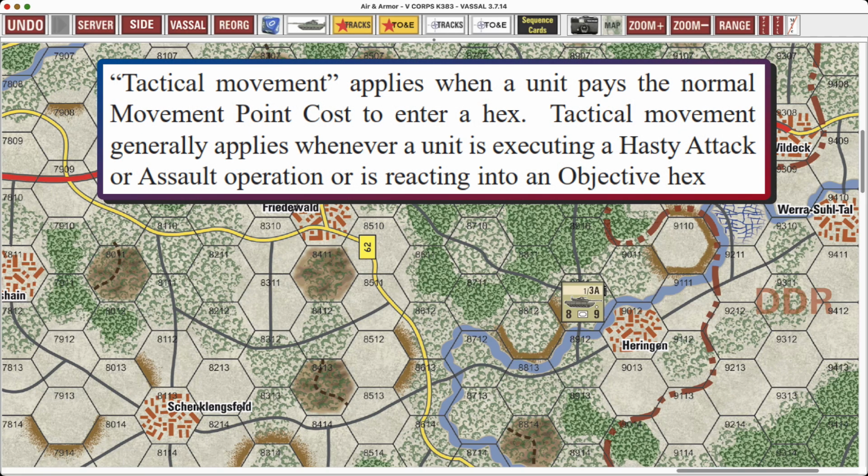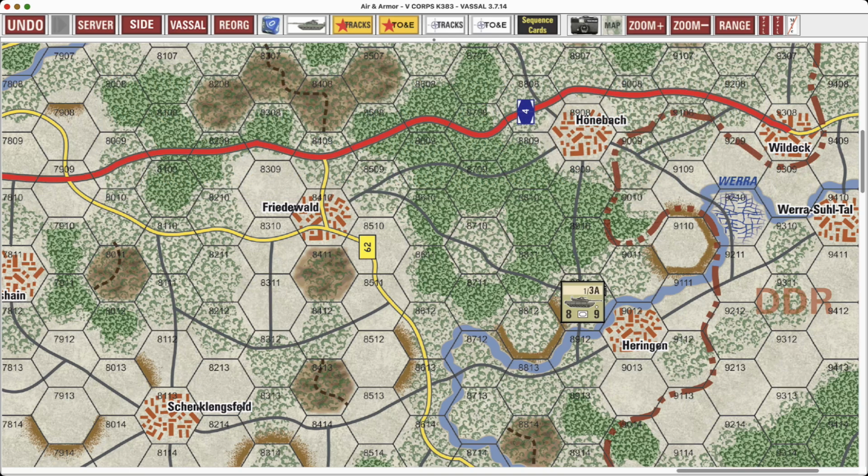In this case, let's assume that this unit here is executing a hasty attack operation and therefore has 6 movement points. But hasty attack does not allow a unit to use road movement at all unless you are the Warsaw Pact conducting an attack from March, a special capability we will cover in another clip. So we have a unit here that has 6 movement points. Let's assume that it wishes to move in this direction. How far can it get?